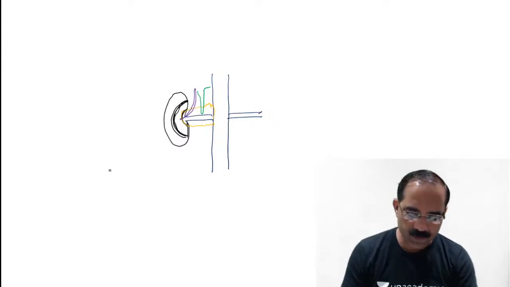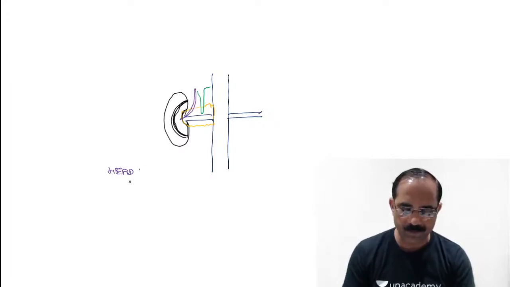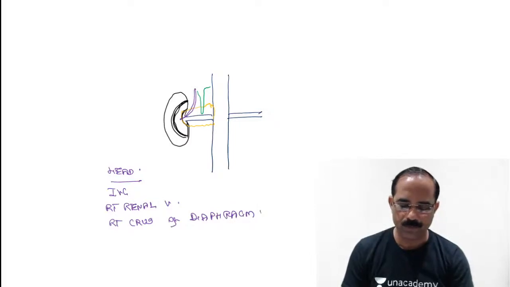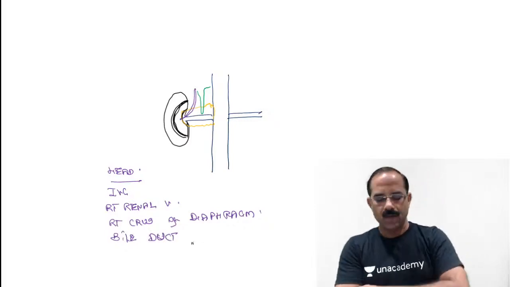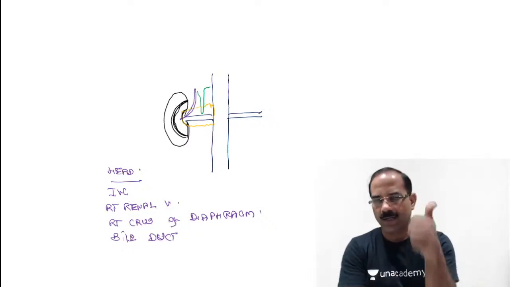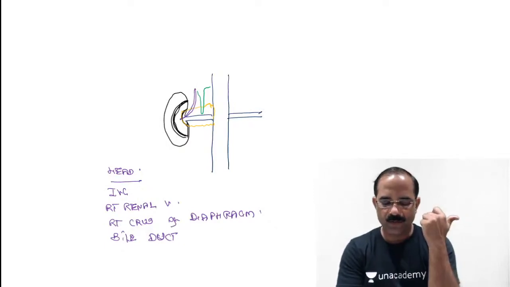So what are the posterior relations of the head of the pancreas? IVC, the right renal vein, right crus of the diaphragm, bile duct. Okay, so these become the posterior relations of the head of the pancreas. One is the IVC, second is the right renal vein.